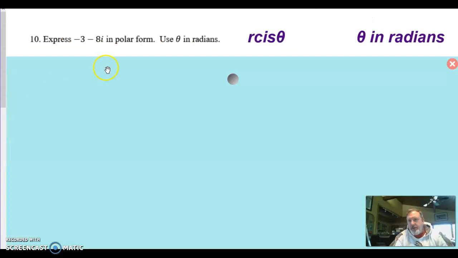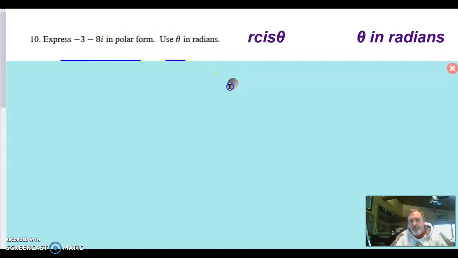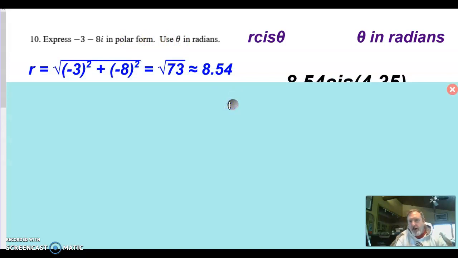All right, page 3. This is very similar to what we did in the quiz the other day and on that quiz review. So we have this complex number. We need to write it in polar form. So we'll find r. Again, we square these. -3 squared, -8 squared. Remember, when you square a negative, you get positives. Square root of 73 is 8.54.